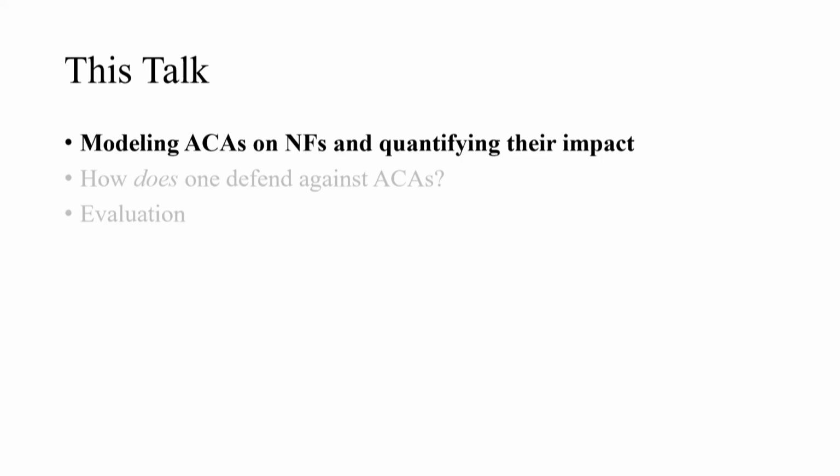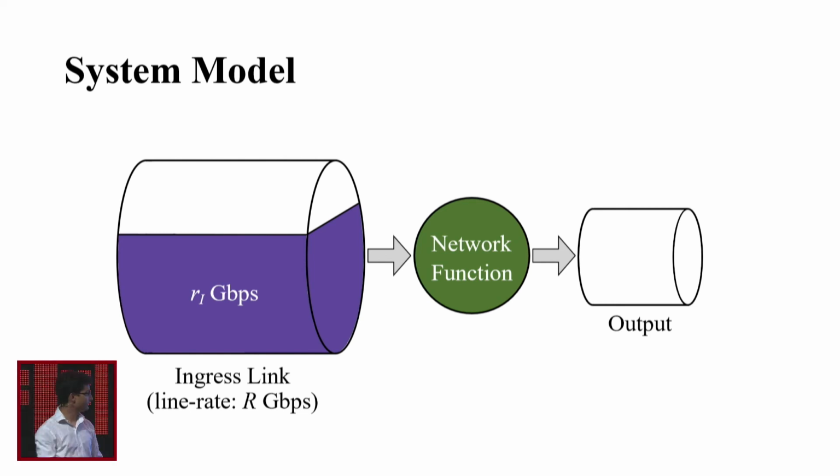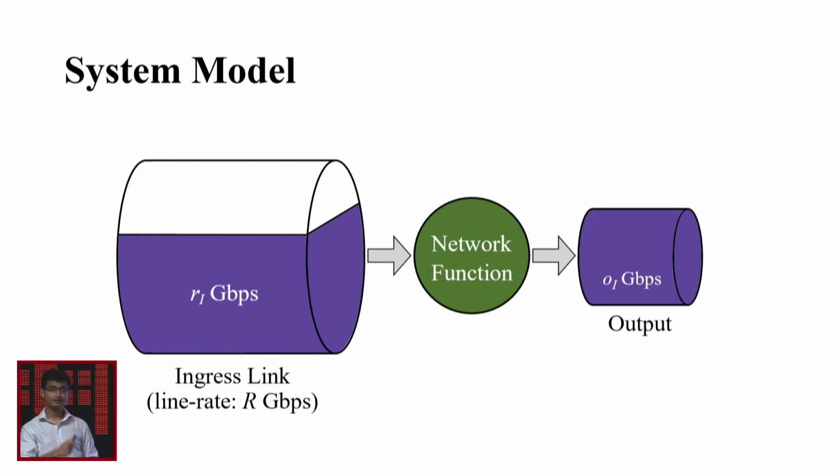So first, let's take a look at how to model ACAs on NFs. At the heart of our abstraction is a network function which serves traffic as it appears on an ingress link, in this case rated at R Gbps. So the NF is designed to serve innocent traffic, which is depicted in purple here, and the volume of this traffic depicts the innocent bandwidth, which is r sub I Gbps. In response, the NF is going to produce some traffic on the output link, which corresponds to the goodput.